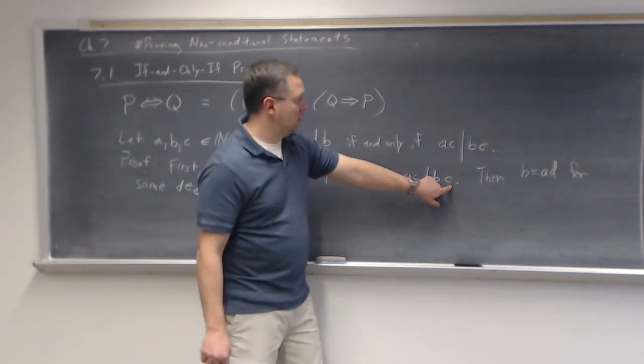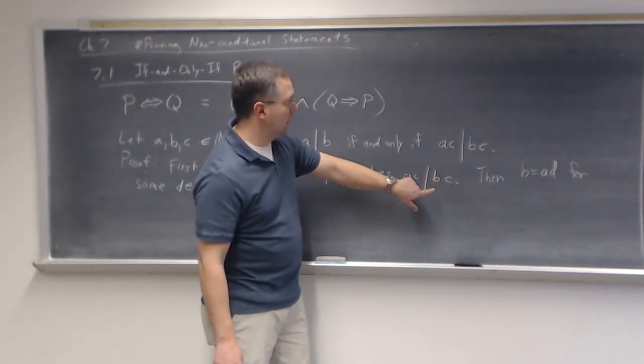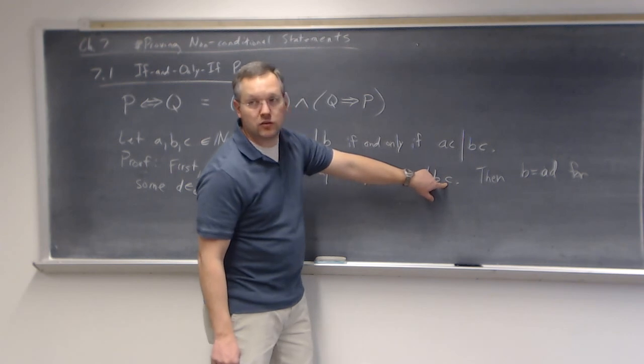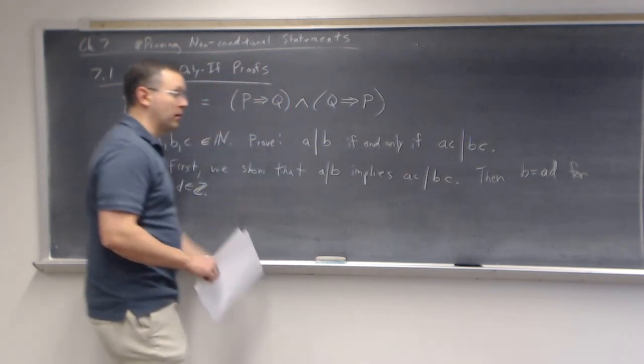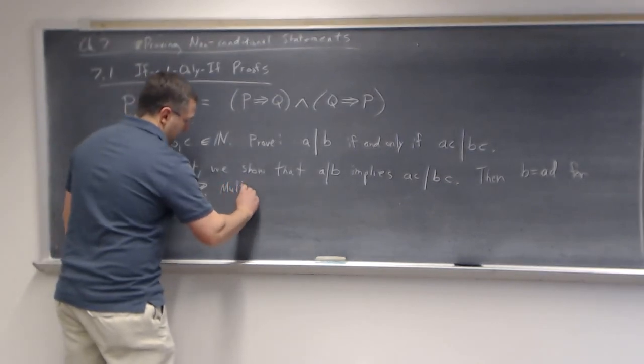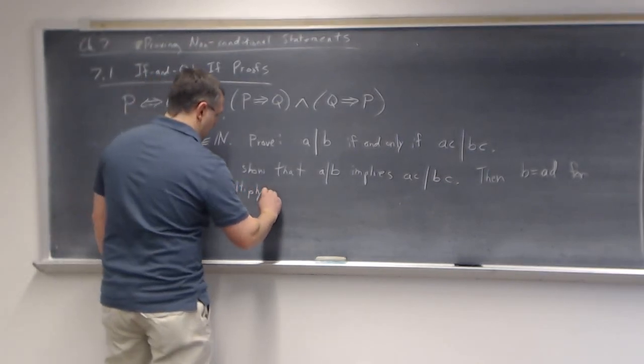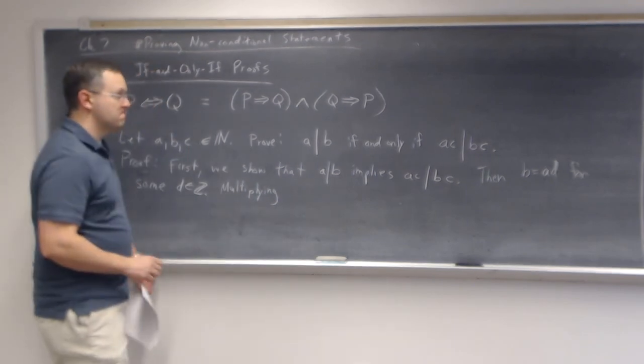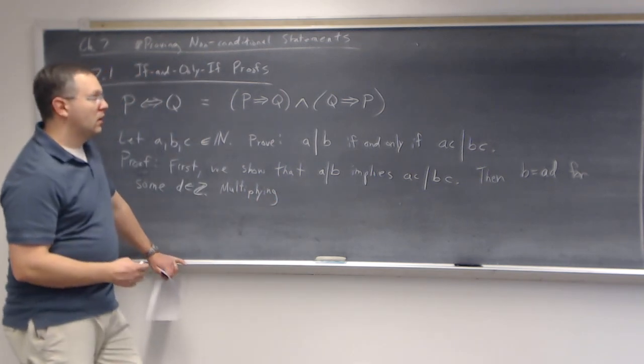So AD times C equals A. Yeah, I need a factor of C on both sides, right? So I'm just going to multiply both sides by C. Okay. Multiplying. Why is D an integer if A, B, and C are natural numbers?